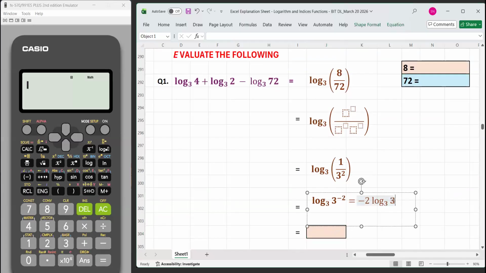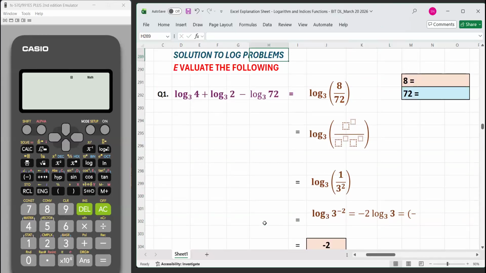-2 times 1. Okay, this will be equal to -2 times 1. And we know that -2 times 1, the answer is equal to -2. Okay, so this question says evaluate. So we should end up getting an answer like this. Okay, so it's the same rules we started with.